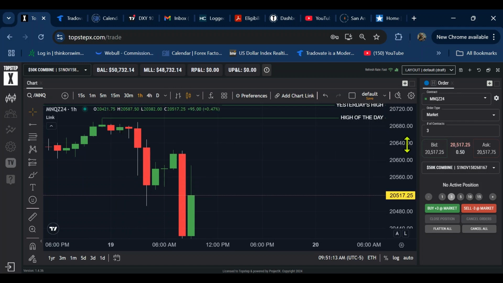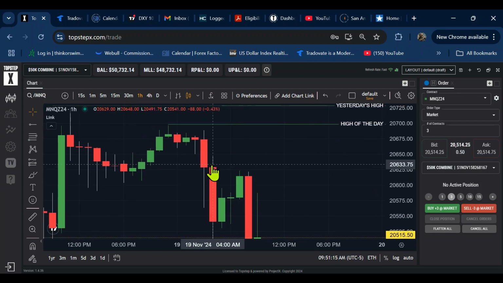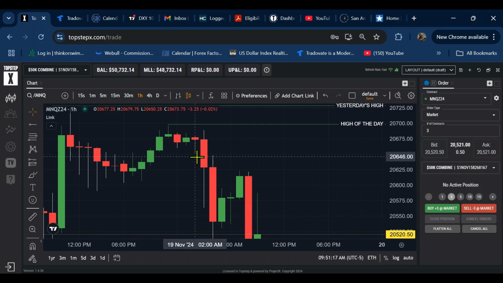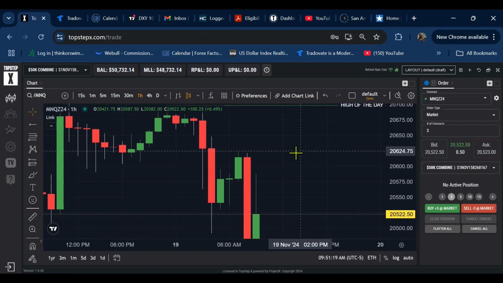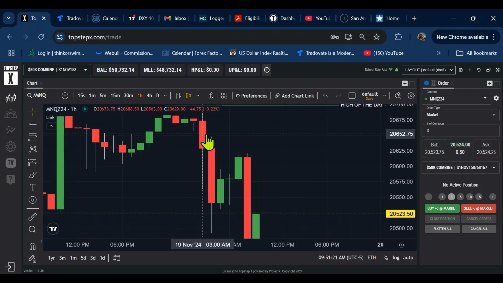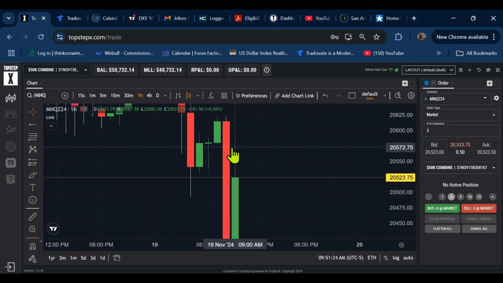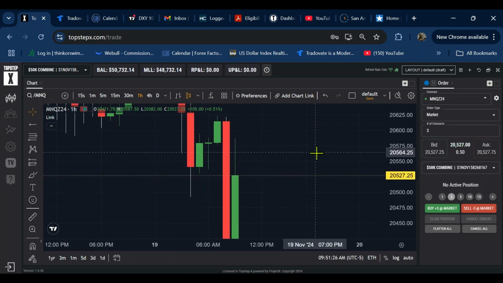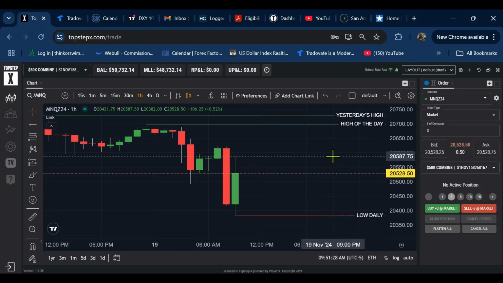Very small fair value gap here on the 1-hour. Very, very small one. We could mark that out if we wanted to. I think I'm going to leave that alone. We don't really have any other fair value gaps in this 1-hour chart.